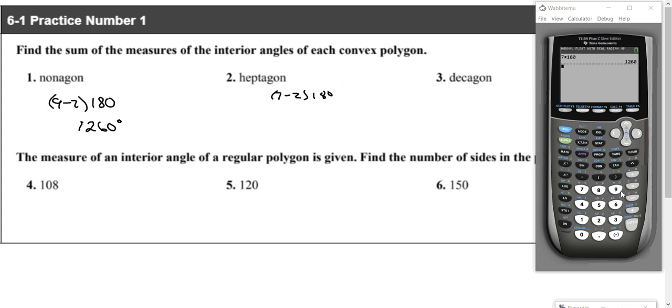I'm being recorded. 7 minus 2 is 5. 5 times 180. 900. A decagon is 10. 10 sides. 10 minus 2 times 180. That'd be 8 times 180. 1440.